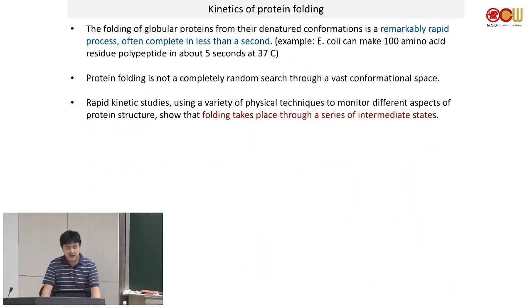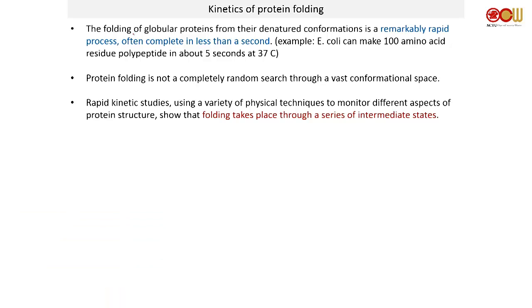So now we're going to talk a little bit about the kinetics of protein folding. You would think that in order for a protein to fold into a correct secondary and tertiary structure, it would take a long time. However, it turns out it's not a long process. Why? Because all these are chemistry things, it obeys the laws of physics. So it's actually relatively remarkably rapid. The folding of globular protein from their denatured conformation is a remarkably rapid process, often complete in less than a second.